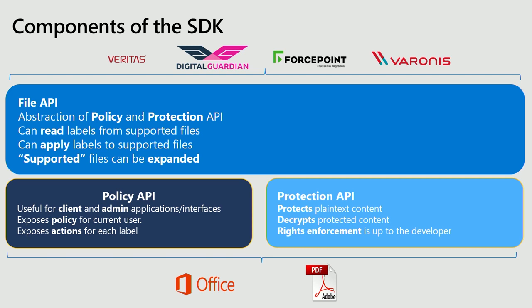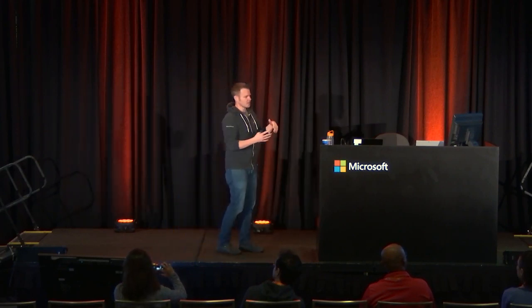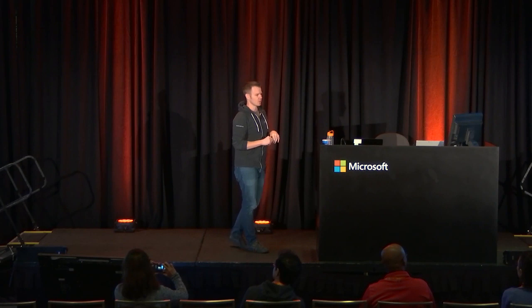The file API primarily abstracts the policy and protection APIs and wraps it up in some file parsers and does all the work for you. So instead of having to provide buffers and download the policy and parse out some actions and things, we just say, hey, here's a file and here's a label ID. Go do your thing. And then the SDK will write that file out to disk for us or wherever we want to write it to.